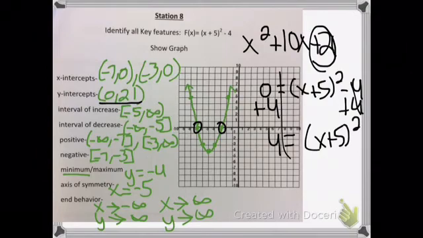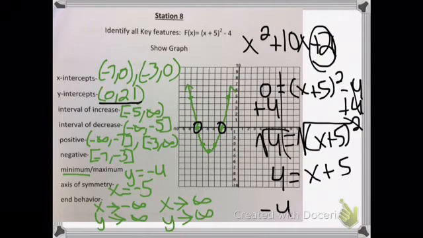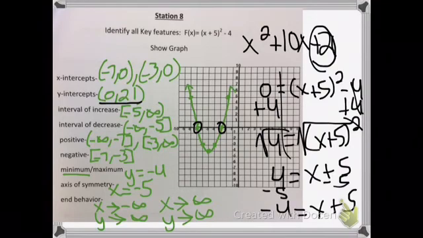So I got to get rid of the squared. Opposite of squared is square root. Alright, that gives me a positive and a -4. So I have two equations to set up, x plus 5 and -4 equals x plus 5. Alright, so I subtract 5.